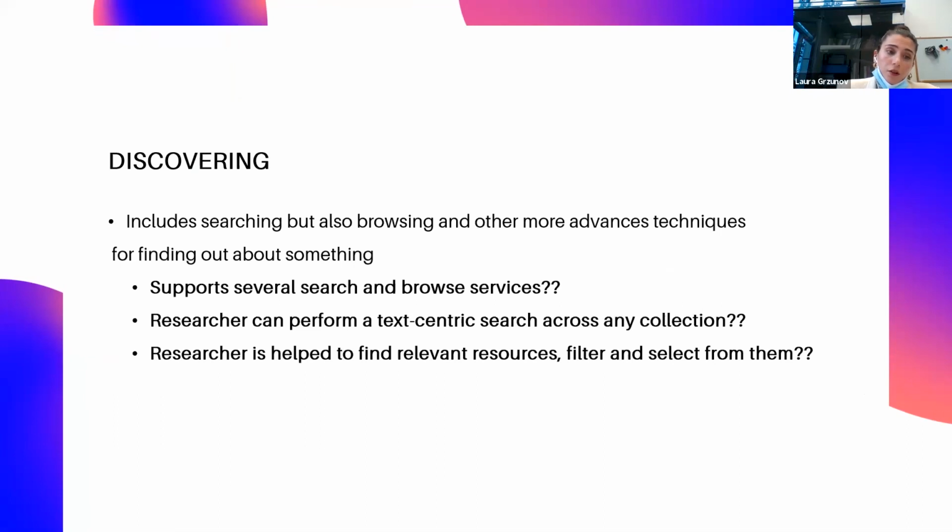The first scholarly primitive that can be transferred to our virtual research environment is definitely discovering, which includes searching, but also browsing and other more advanced techniques for finding out about something. It refers to supporting several search and browse services. Can researchers perform a text-centric search across any collection, and can they filter and select from those collections?